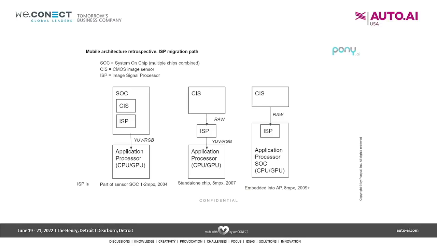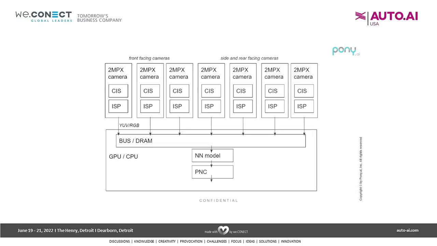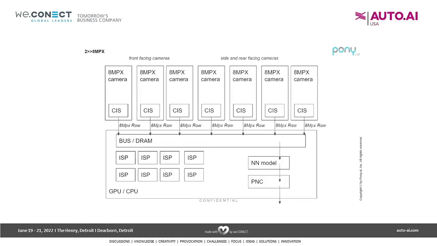But with 8 megapixel, the ISP became a part of the application processor on the Qualcomm Snapdragon and Samsung as well. So right now, the same thing is happening in automotive. The ISP is going to be from a single chip. It becomes a part of the GPU, and this is how Orin and Xavier are designed. And instead of having the ISP on a camera module, we are moving the ISP into the main brain box.